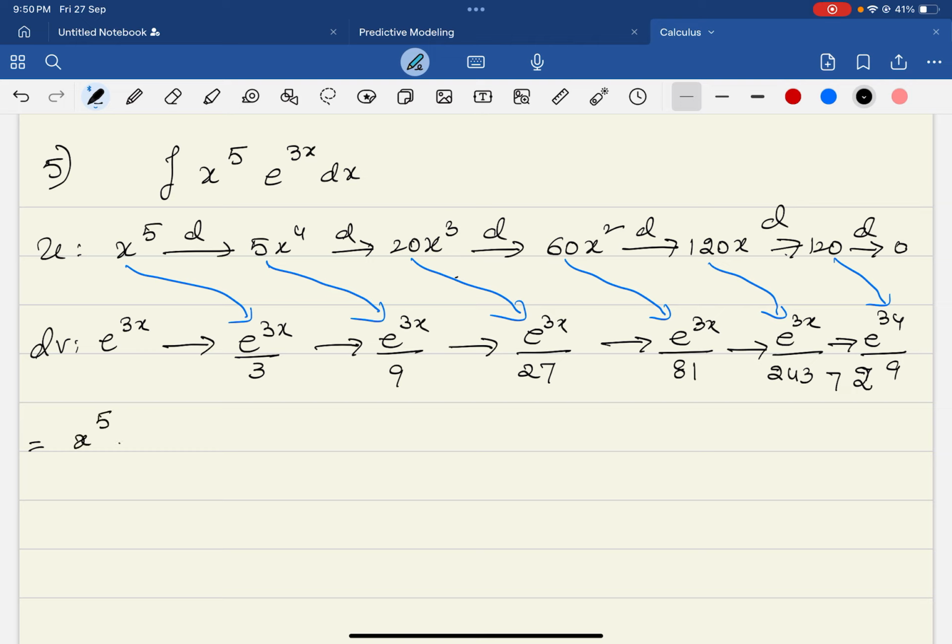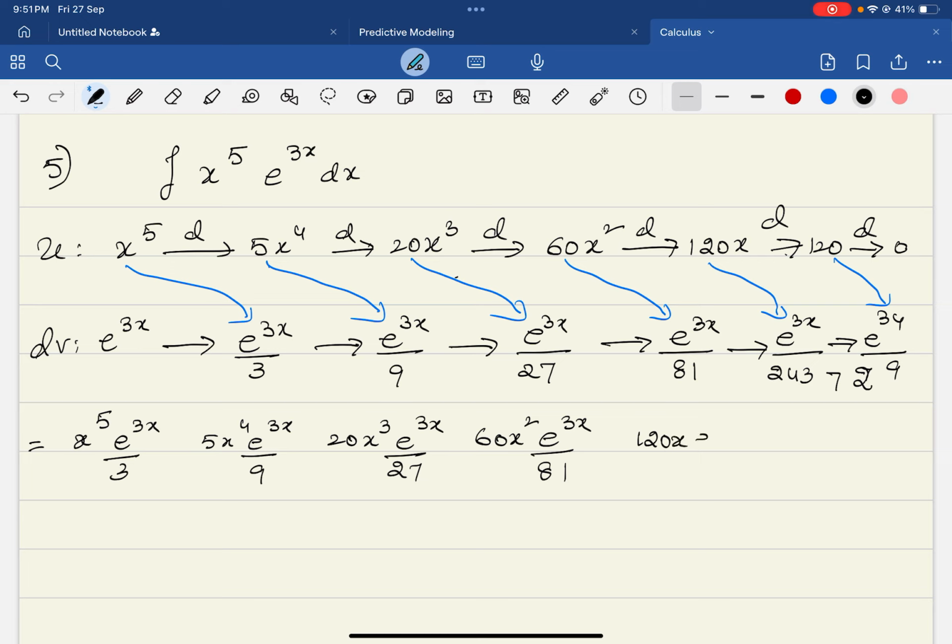So the terms are x raised to 5 e raised to 3x over 3, then 5x power 4 e raised to 3x over 9, and then 20x cube e raised to 3x over 27, and then 60x square e raised to 3x over 81, and then 120x e raised to 3x over 243, 120 e raised to 3x over 729, plus the constant. So you can put plus minus plus minus plus minus.